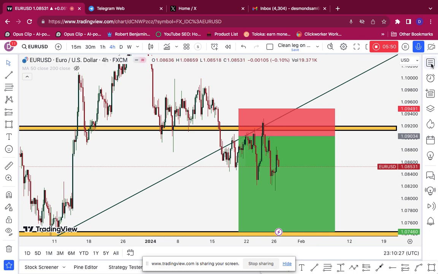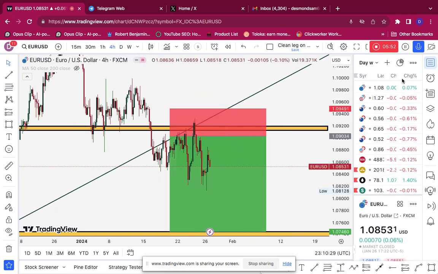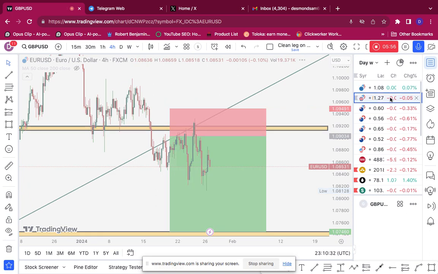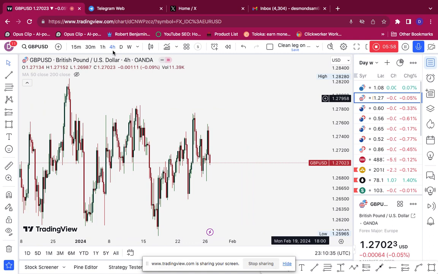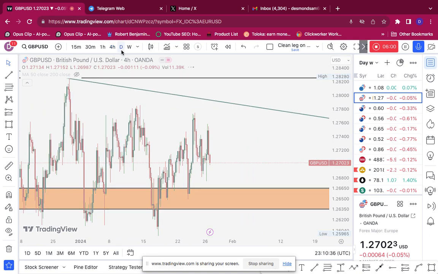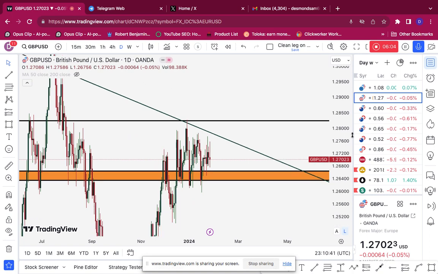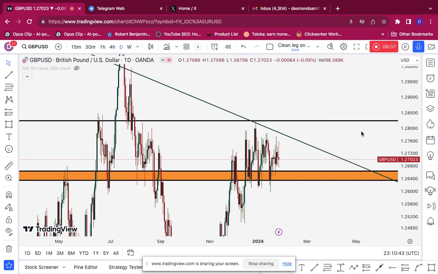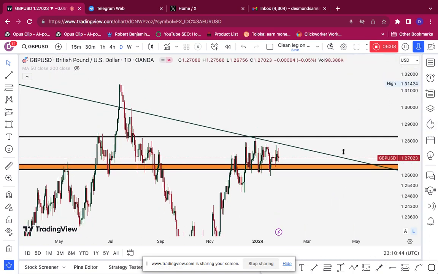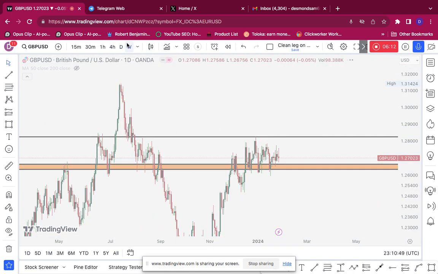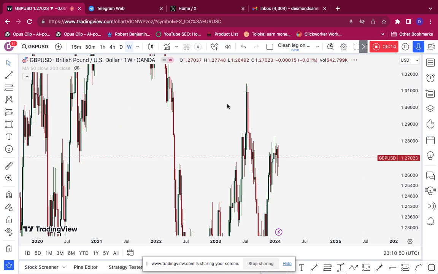Okay, so the next pair on my list now will be the pound sterling. Now the pound sterling doesn't really have that much going on as we speak. But I like to point out something very, very crucial here, because I see a lot of people trying to buy this guy, and you need to understand where we are at the market. You need to understand where we are first before you take any particular decisions.